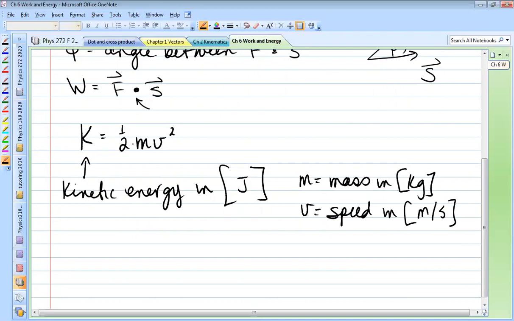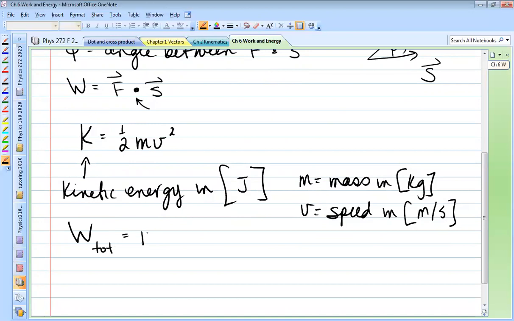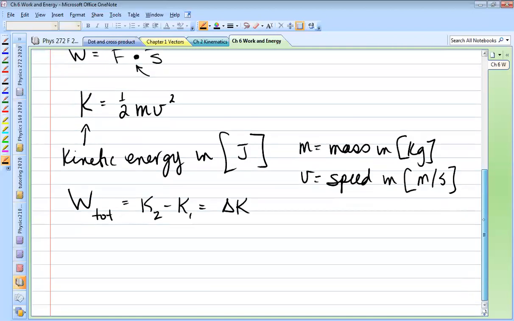Okay, so now it's called the work energy theorem, the relationship between work and kinetic energy. The way your formula sheet does it, it says W total equals K2 minus K1, which is delta K. Now I like to use W net. This W total means the net work done. It means you have to add up the work from all the forces, and that's in joules.